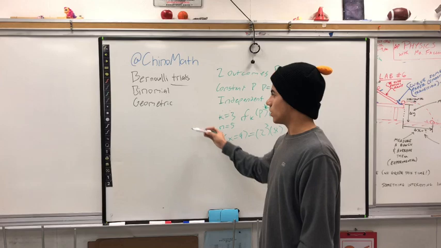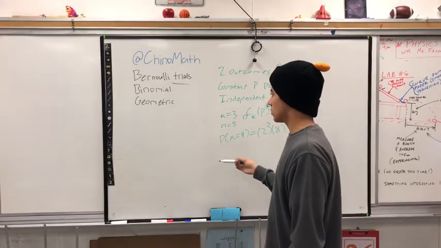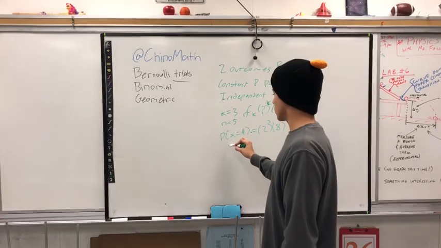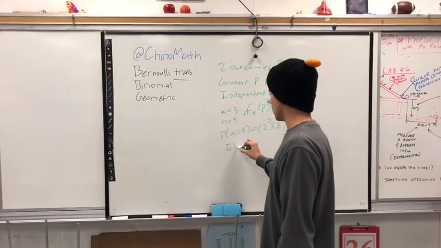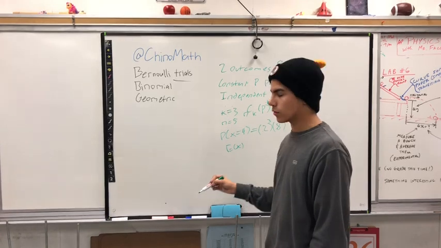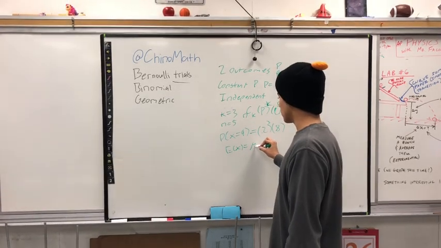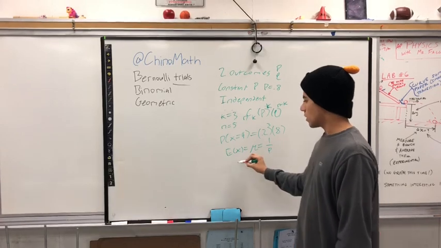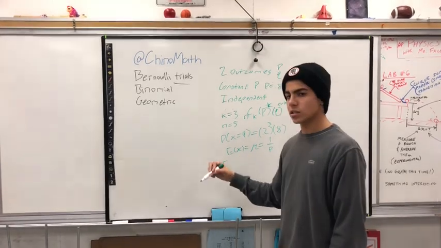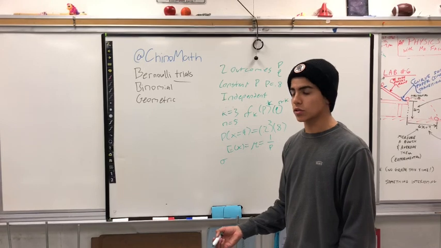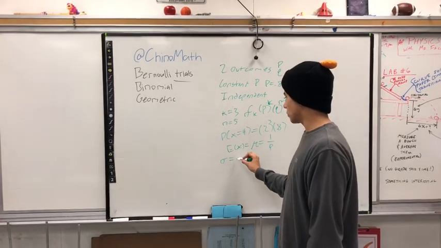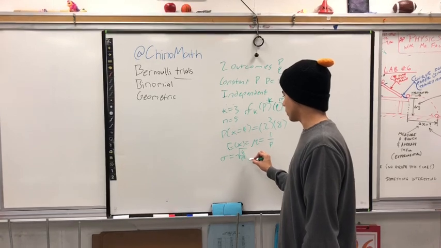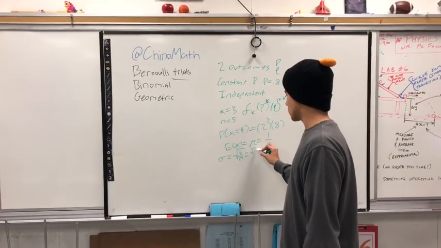Also important in geometric distributions, we have the expected value, meaning the expected number of trials, which we can also write as mu, is equal to 1 over p. And the standard deviation of the number of trials until we reach success is equal to the square root of q over p squared. Or we can write that as the square root of q over p.